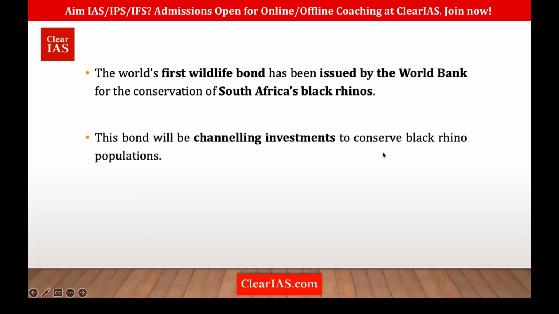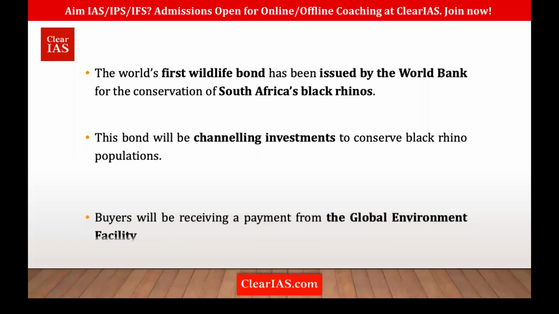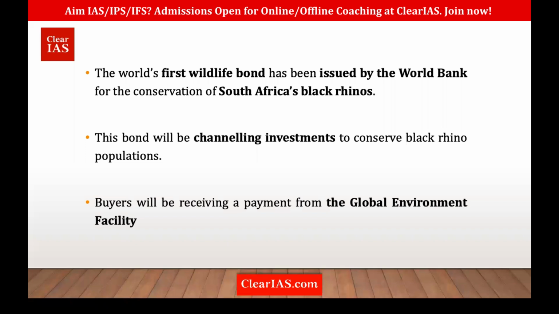Okay, so whatever investment comes in, they channel it to where? To conserve the rhino population. So whatever the funding is, like the received payments, it will be from where? The Global Environment Facility. So you must study about the Global Environment Facility and remember that for the Wildlife Conservation Bond, the payments received would be from the Global Environment Facility.